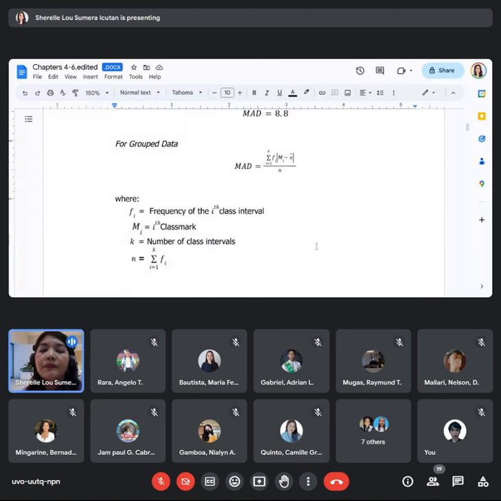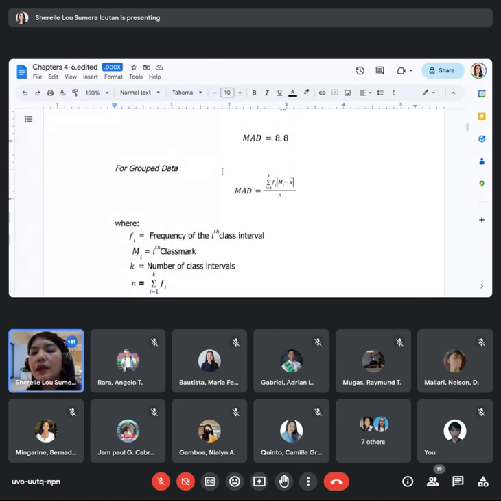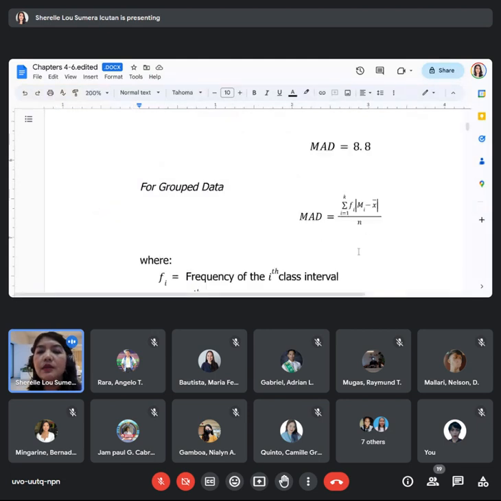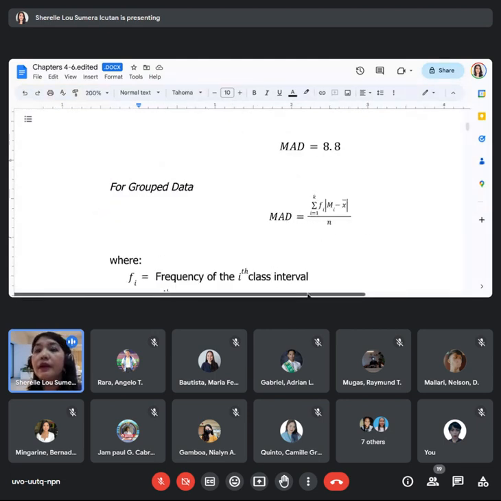So madali lang. Ngayon, if you have grouped data, it's quite different. This is the formula. Pakihan ko para kita niya. So this is the formula for the MAD.